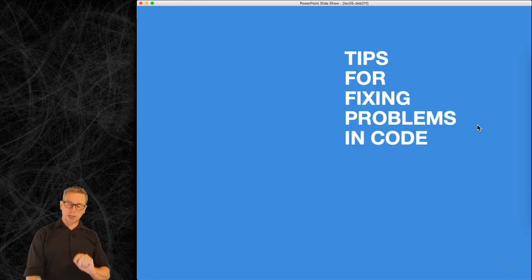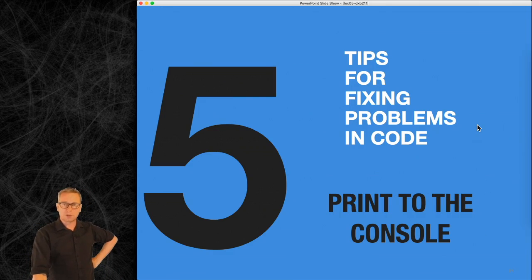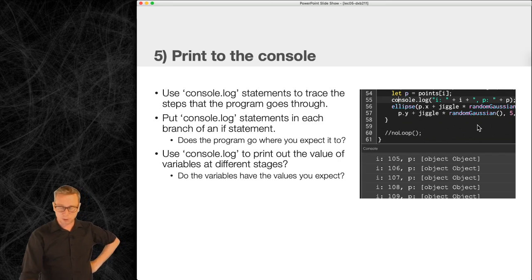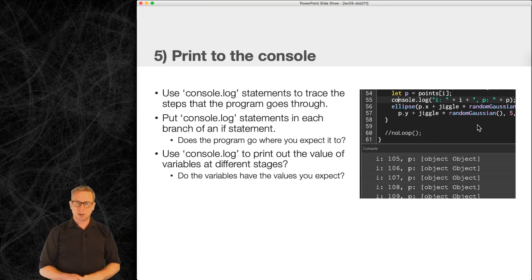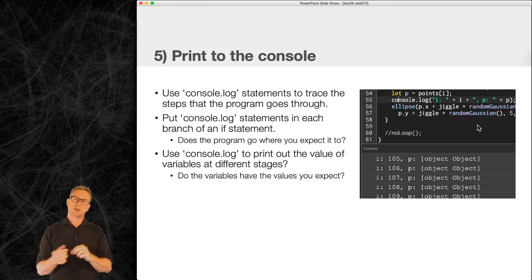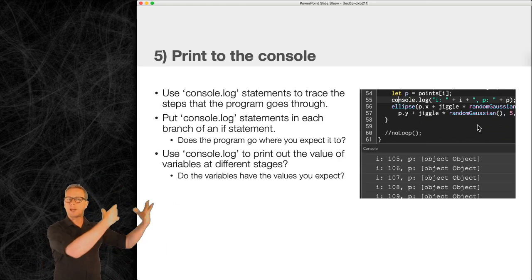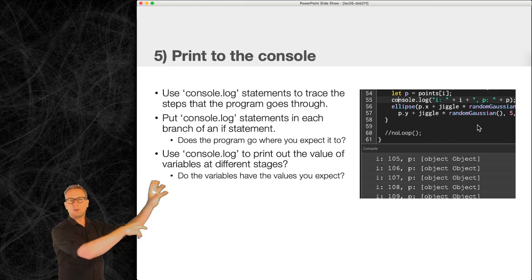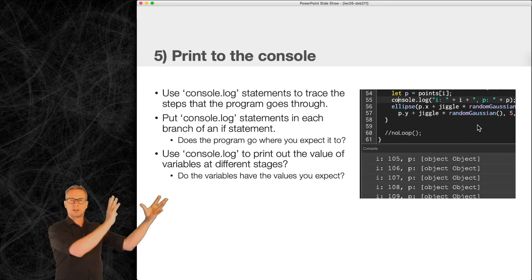I'm going to skip ahead, and I won't pause the video this time, to the 5th tip, which is printing to the console. This is a really super useful way of understanding the dynamics of your program. One of the things that's difficult about code is when we write it, we see a text file that's not moving, but then when we run it, it becomes this creative coding sketch where things are moving around on the screen. You go from something that's static to something that's dynamic.